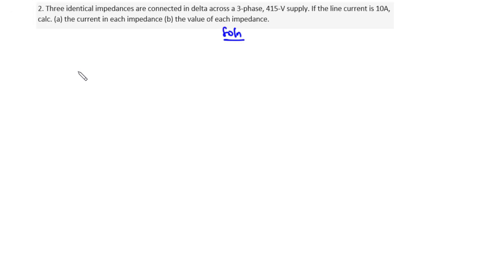So for this question, we have a delta-delta balanced system, and thus we have the line voltage to be 415 volts. We have the line current giving us 10 amperes, and then we have the configuration to be delta. Now we are asked to find A, the current in each impedance.